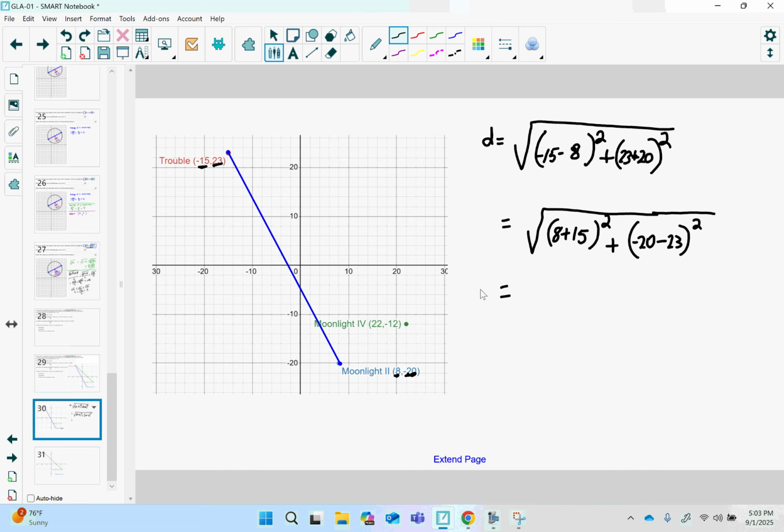Okay, which is why I don't write out the formula. I just remember distance between the x's squared plus distance between the y's squared, and then take the square root of that.